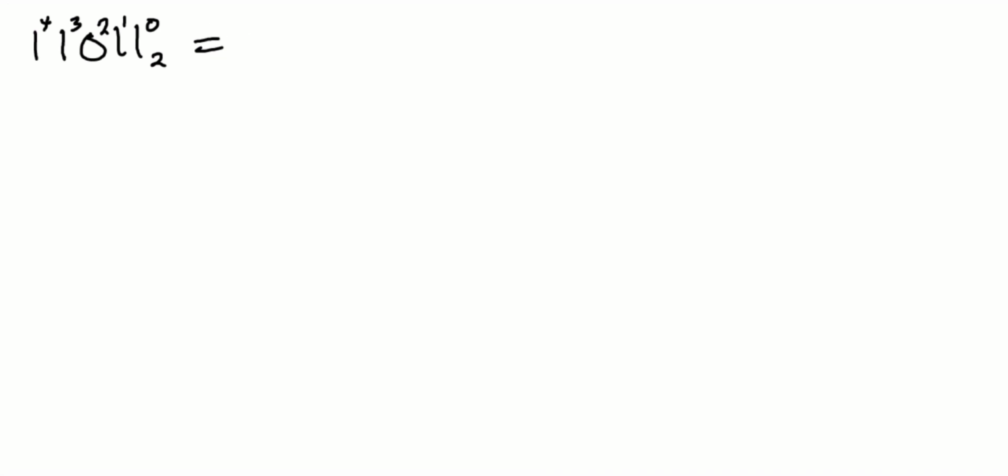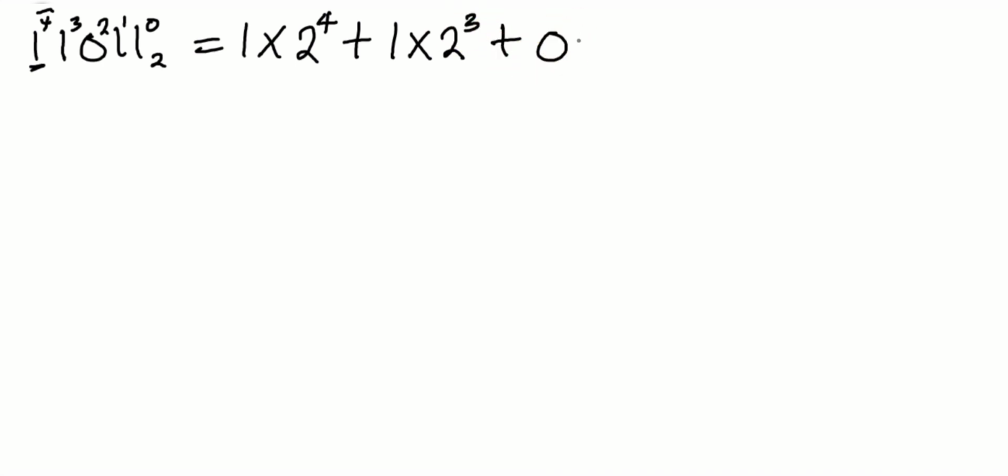So we start from the first one now, from left to right. We have 1 there, 1 times, because of this base 2 we're multiplying by 2, to the power 4 for the first one, plus we continue going, 1 times 2 to the power 3 there, plus the next number there is 0, so that's 0 times 2 to the power 2 there, plus the next one is 1 times 2 to the power 1, and then finally we have 1 times 2 raised to the power 0.